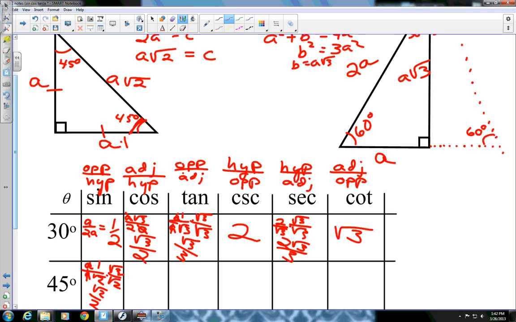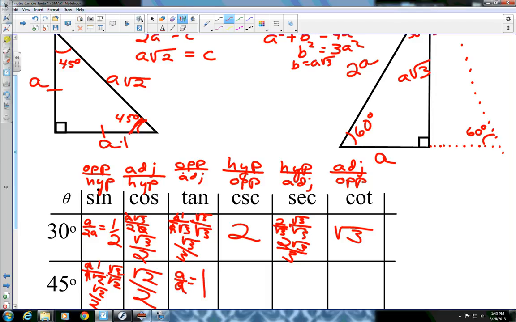Okay. Now let's look at the cosine. Adjacent over hypotenuse. Same thing, right? So it's going to be, we can go straight to this. Root 2, we already did the work for that. It's root 2 over 2. Okay, so let's look at the tangent. Opposite over adjacent. A over A. Gives me just 1. Anything divided by itself is 1.